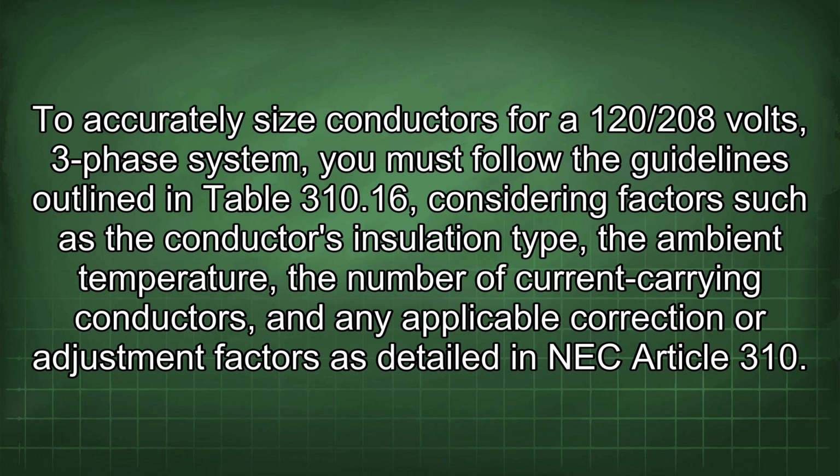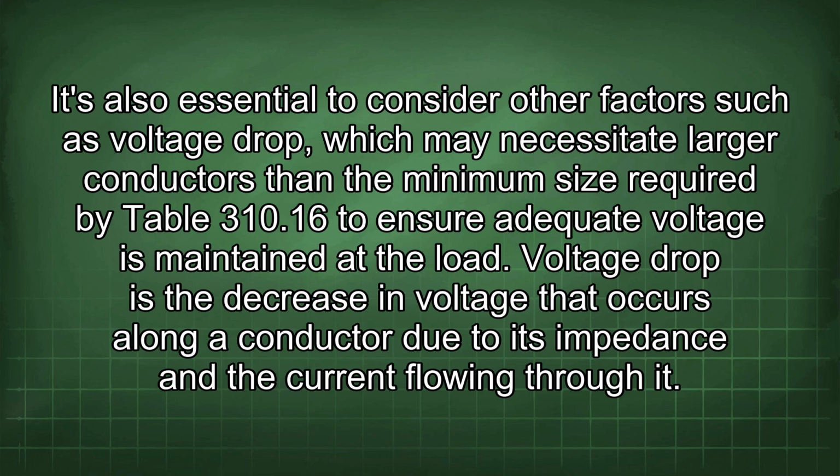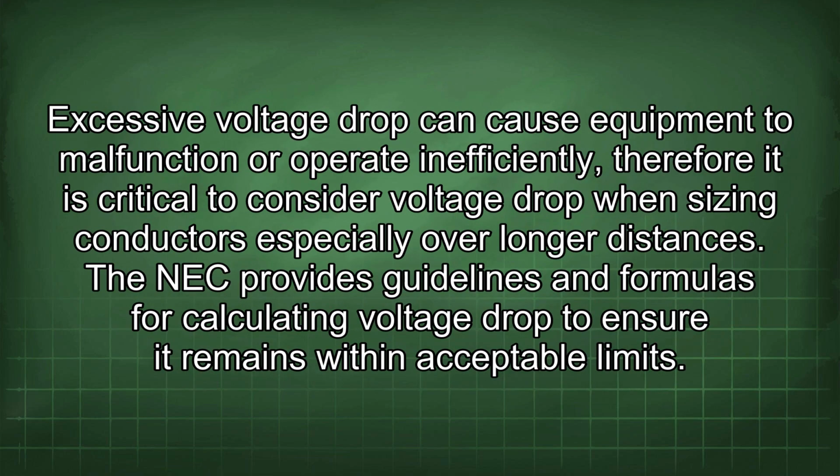NEC Article 310. It's also essential to consider other factors such as voltage drop, which may necessitate larger conductors than the minimum size required by Table 310.16 to ensure adequate voltage is maintained at the load. Voltage drop is the decrease in voltage that occurs along a conductor due to its impedance and the current flowing through it. Excessive voltage drop can cause equipment to malfunction or operate inefficiently, therefore it is critical to consider voltage drop when sizing conductors, especially over longer distances. The NEC provides guidelines and formulas for calculating voltage drop to ensure it remains within acceptable limits.